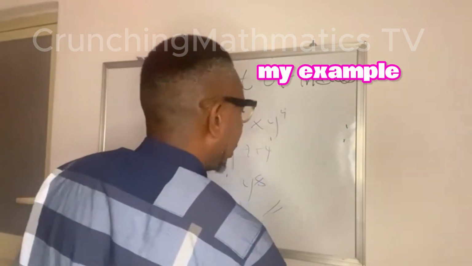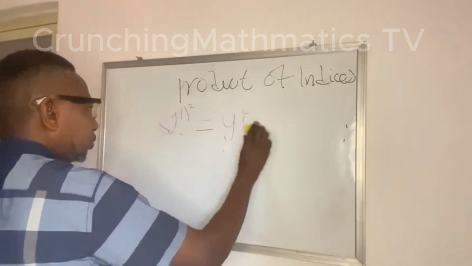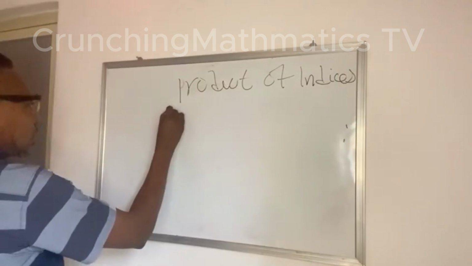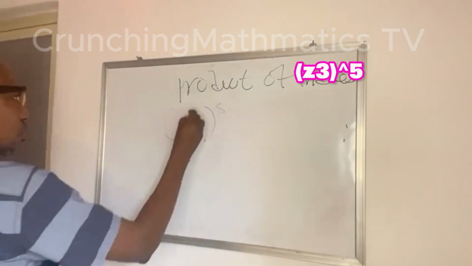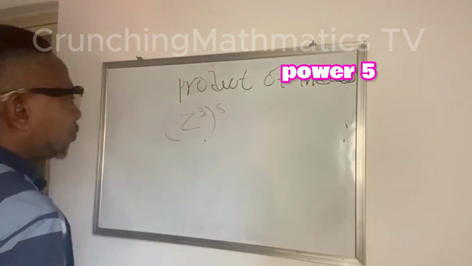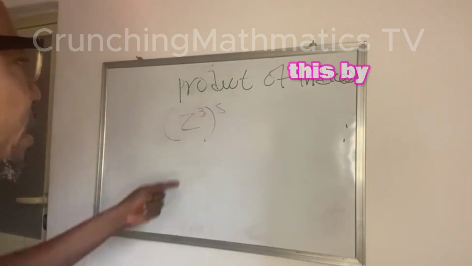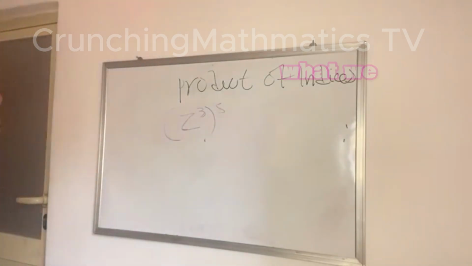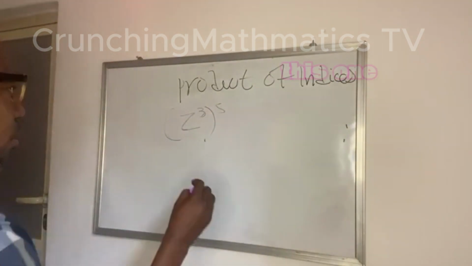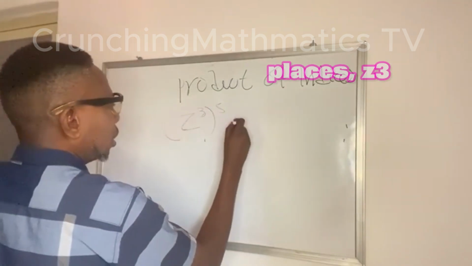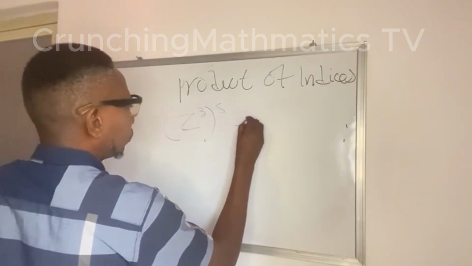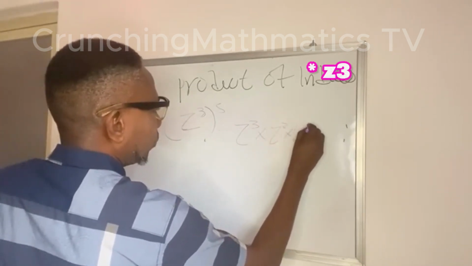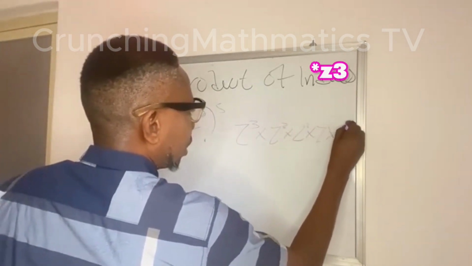We'll take one more example here. Let's see what happens. Now if we have z cubed, all raised to power 5, we can just solve this by saying 3 times 5 is 15, so z to the 15. But no, we won't do it that way. Let's follow the process. This means z cubed times z cubed times z cubed times z cubed times z cubed. Are we up to 5?